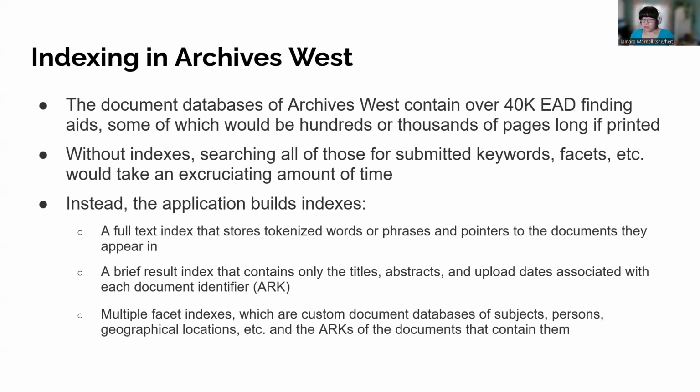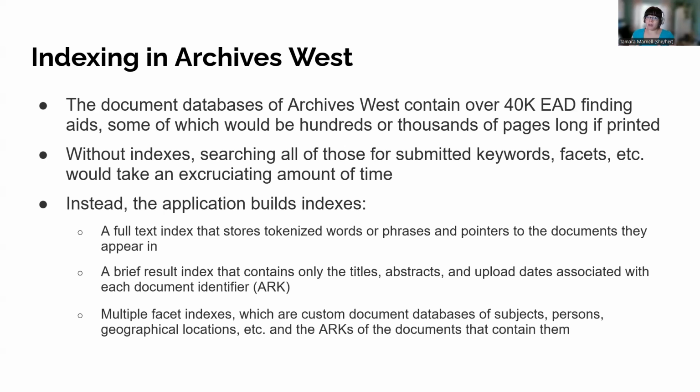Similarly, there's a brief result index that contains only the titles, abstracts, and upload dates, because that's all we need to present in the interface. So when that full text index comes back with 200 records, we don't have to open up 200 original finding aids to get that information. We just go straight to this brief result index and say, give me these entries.